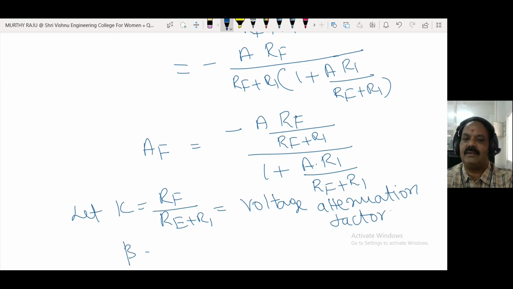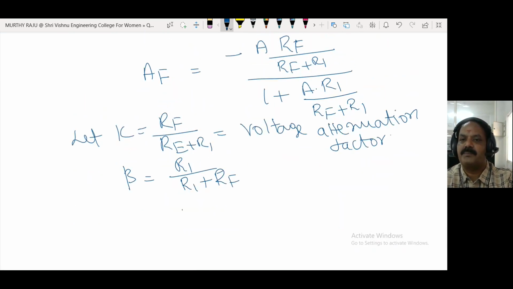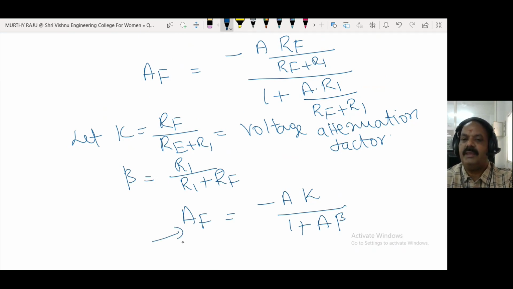Beta is equal to R1 by R1 plus RF. So finally, AF is equal to minus A into K by 1 plus A beta. This is the gain of the inverting amplifier with the negative feedback, given by minus A into K by 1 plus A beta.